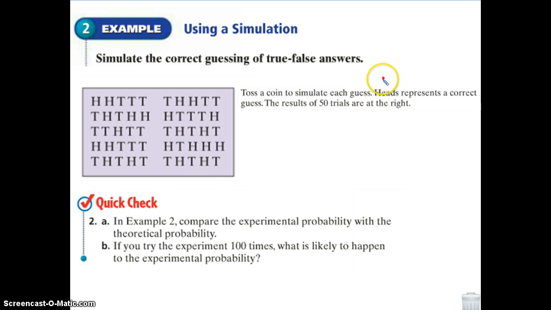So, kind of go back to what this said. I know I told you guys in an example that tails is true because they both start with a T, but evidently this book didn't want to make it easy on you. So an H means that you got it correct, and a T means you got it incorrect.